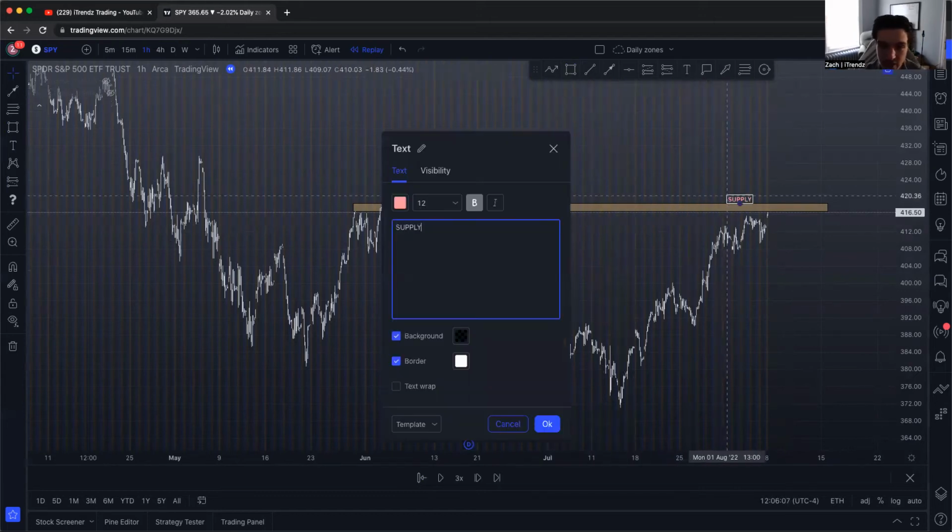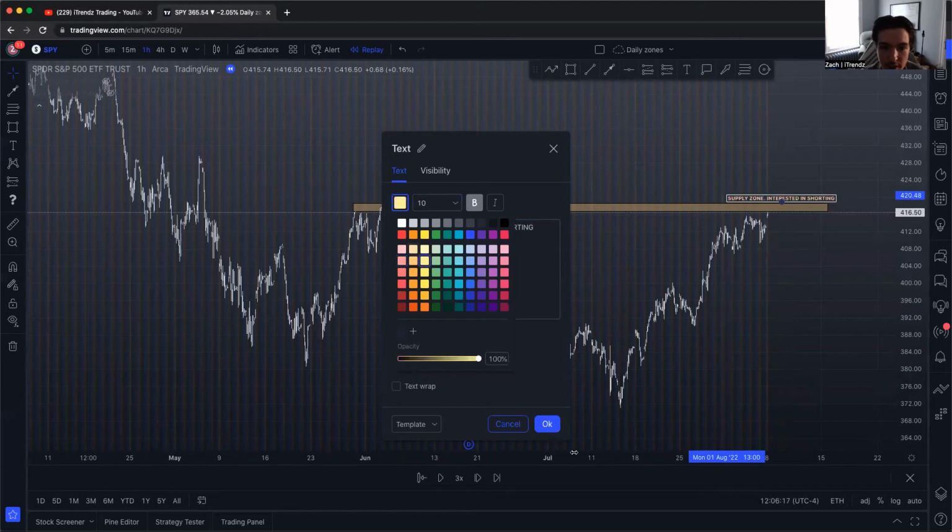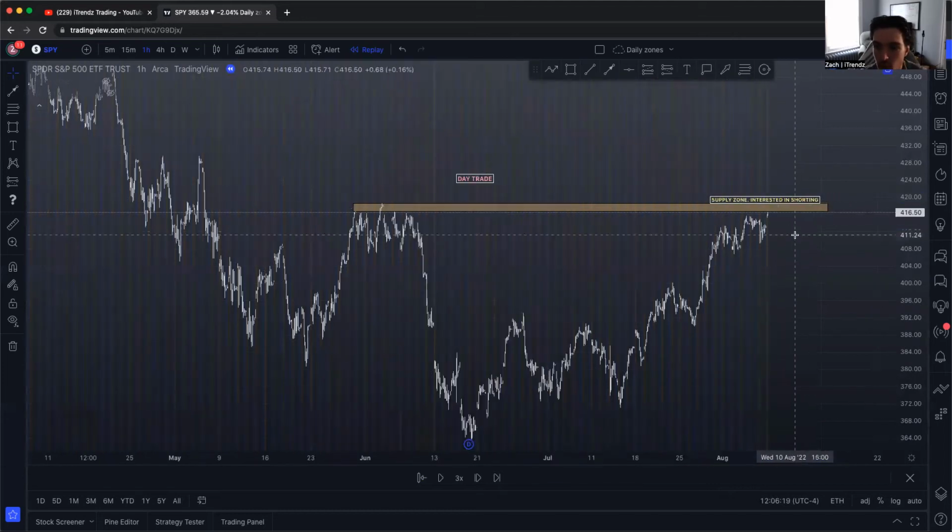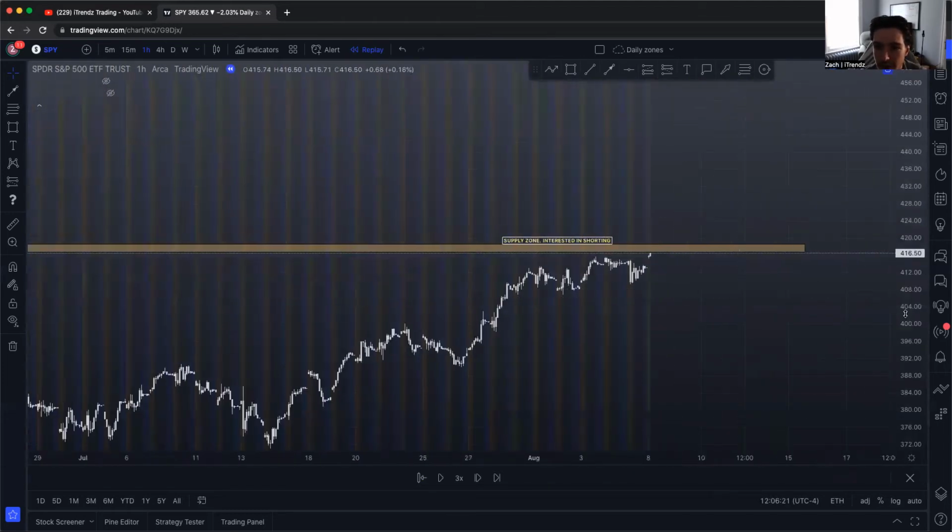So let's just mark this as our supply zone, in which we're interested in shorting. This is our supply zone. Let's change the color here, and let's just remember that. So we're interested in shorting off of this supply zone right here, right?